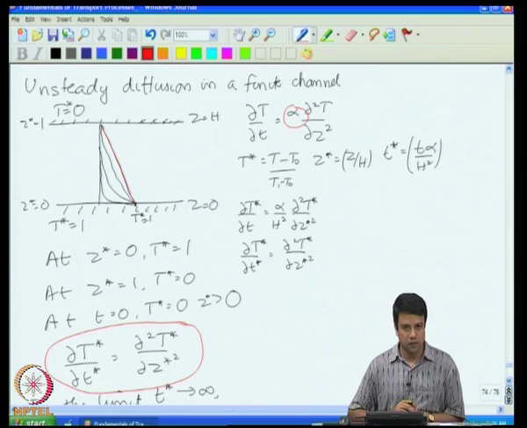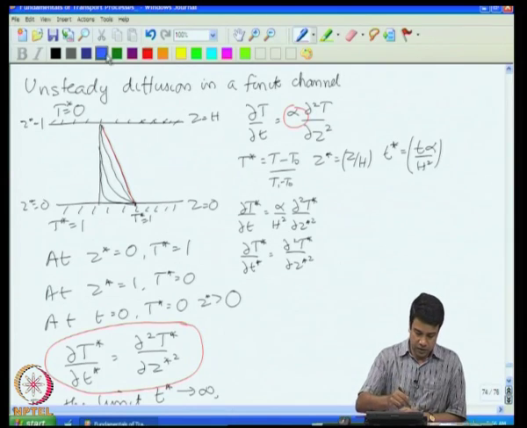The entire fluid was at T star equal to 0 at time t equal to 0, and at t equal to 0, I instantaneously switched the temperature at the bottom from 0 to 1, and then I look at how the temperature field evolves as a function of time. So, that was the problem, to solve for that unsteady evolution of temperature within this channel.